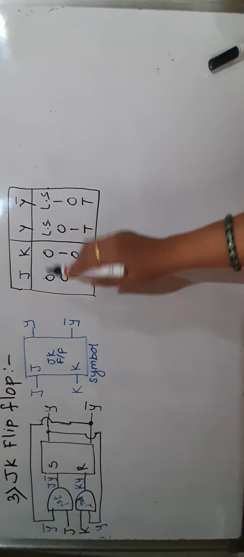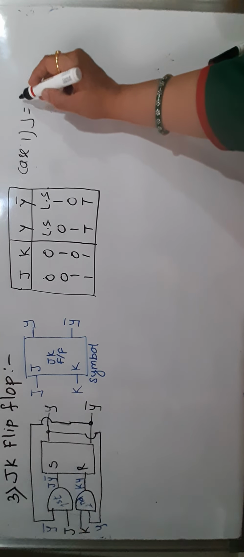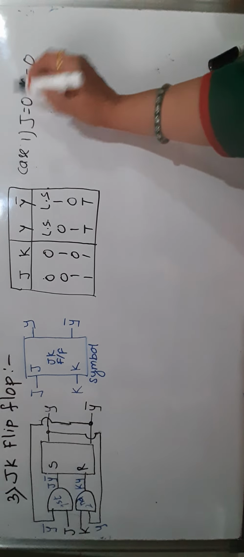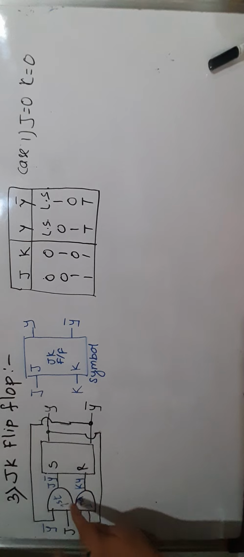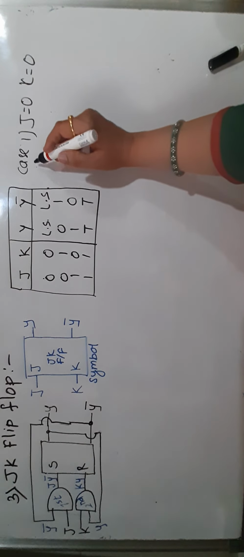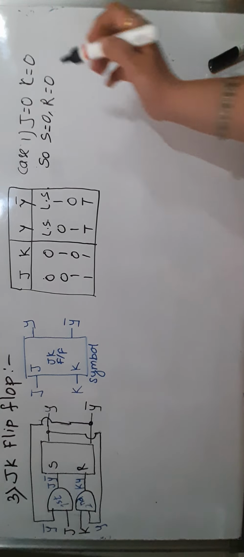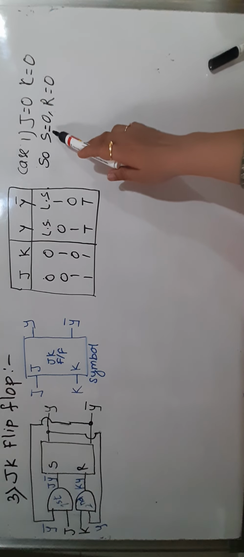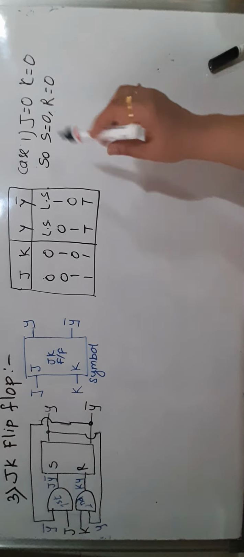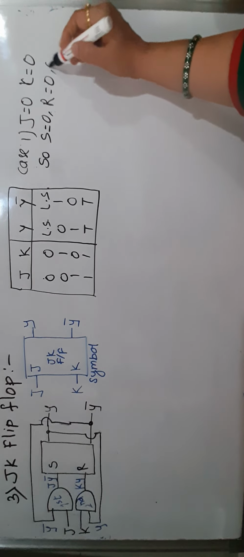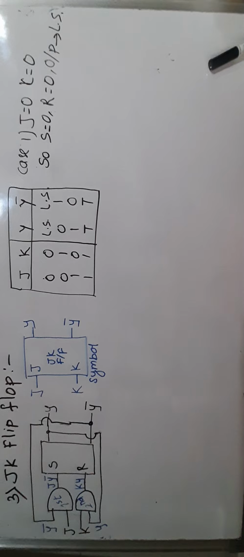Now case 1, when J equals 0 and K equals 0. See, at J equals 0, K equals 0, the outputs of both AND gates will be 0, 0. So S will be 0, R will be 0. And we know the truth table of the SR flip flop. What it says is, when S and R both are 0, 0, the output remains in the last state. So the output remains in the last state.